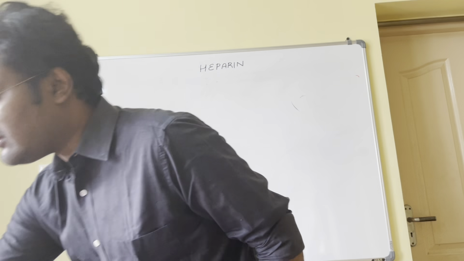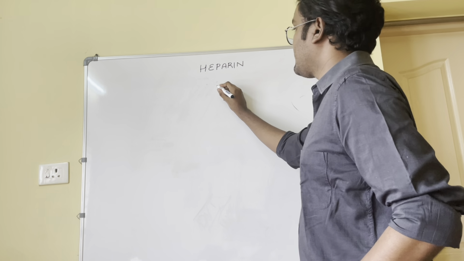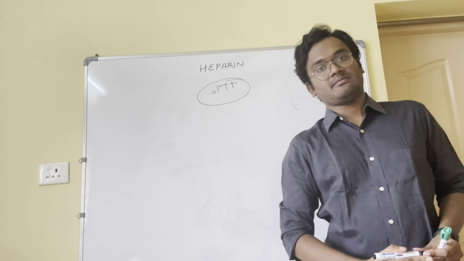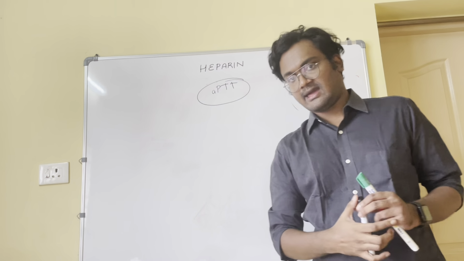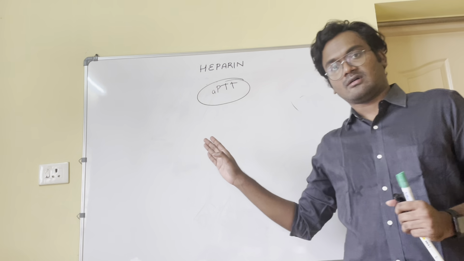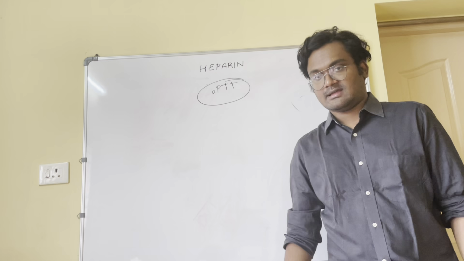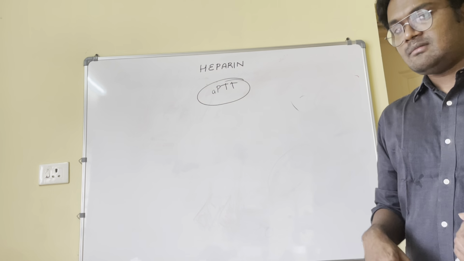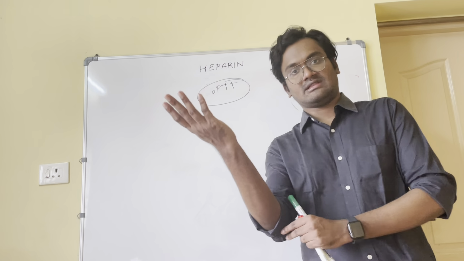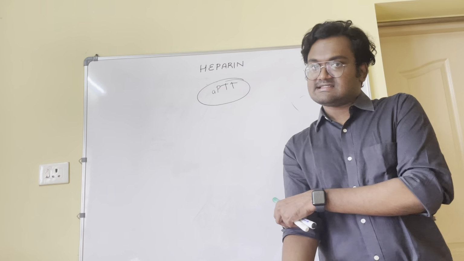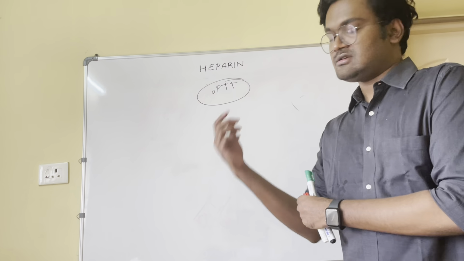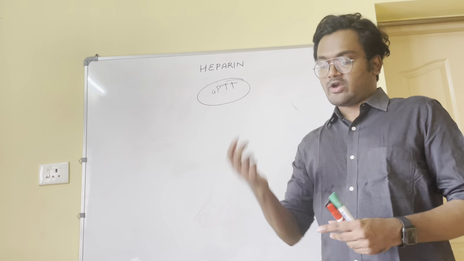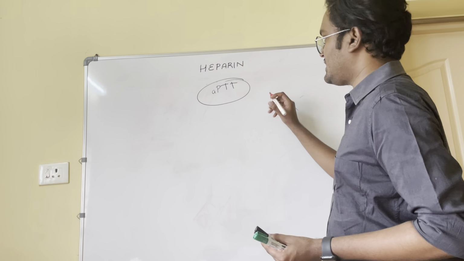So one important test for monitoring heparin is activated partial thromboplastin time. So this is the test of choice for heparin. This is a test we use in conjunction with PT, prothrombin time, and it is helpful to see the intrinsic pathway as well as the common pathway of coagulation. And this is also known as kaolin cephalin clotting time.